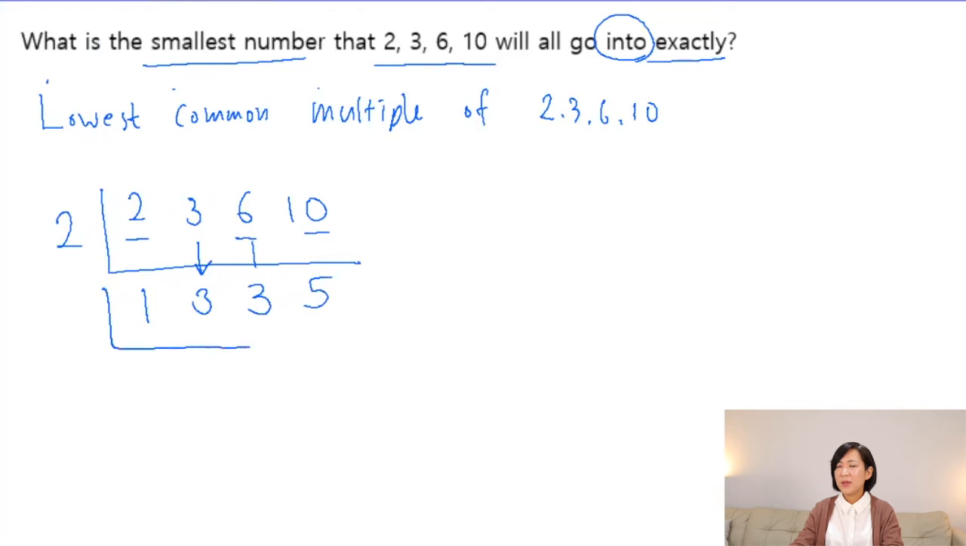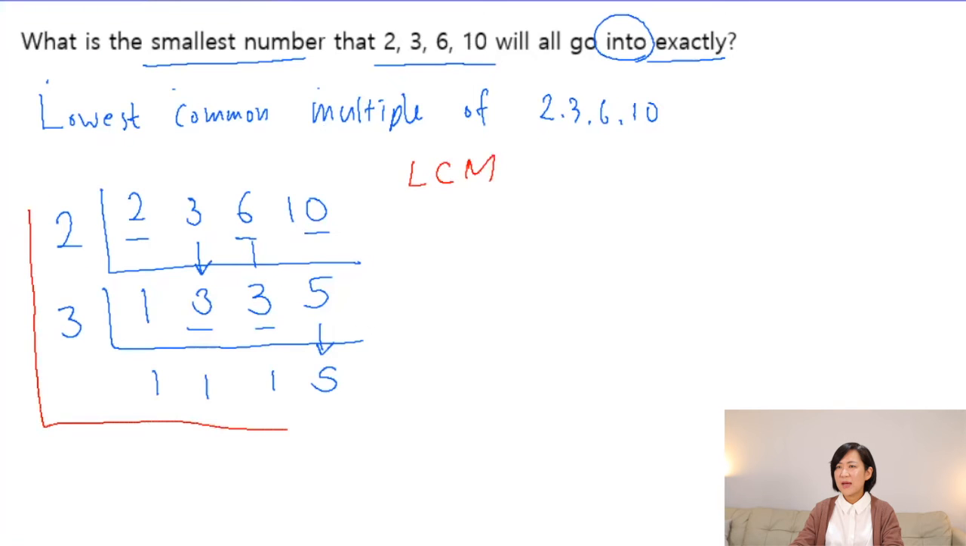Then thinking about it, I think we can use 3 as a common prime factor, 3 and 3. Then carry down 5. So draw the big L, then times them all together is 2 times 3 times 5. That gives you 6 times 5, 30. So the smallest number that is divisible by 2, 3, 6, 10 without remainder is 30.